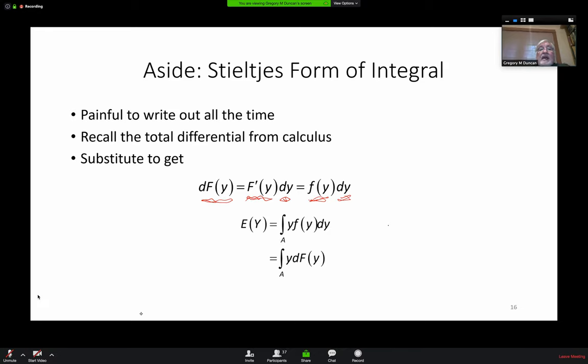Okay, if I substitute that into the formula for an expected value, this f(y) dy becomes dF(y). And so when you see that, just think, oh, they're just doing a regular old integral. And this is just called the Stieltjes form. Now, if this is all that was going on, we wouldn't even bother talking about it, but there's something else we can do here.